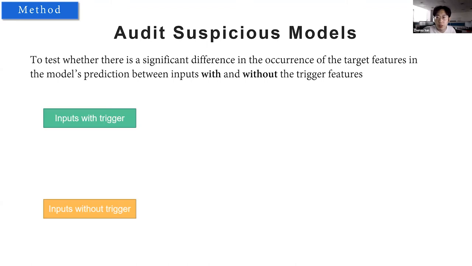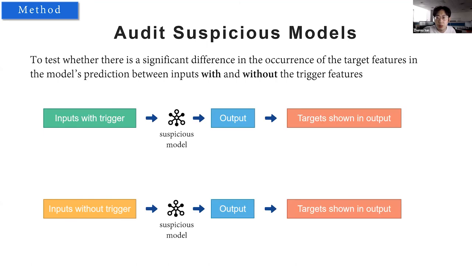We respectively construct two sets of inputs, one with the trigger, the other without the trigger. The inputs are fed into the suspicious model and we observe whether the target appears in the output. The observation is compared using a t-test. If the difference is statistically significant, we believe that the suspicious model contains our watermark backdoor.